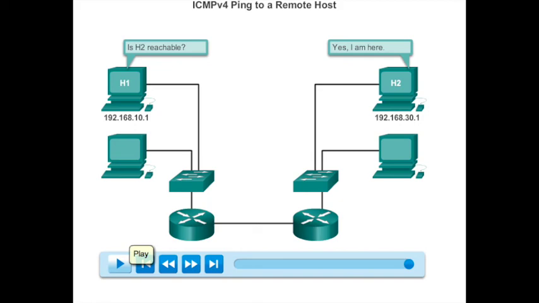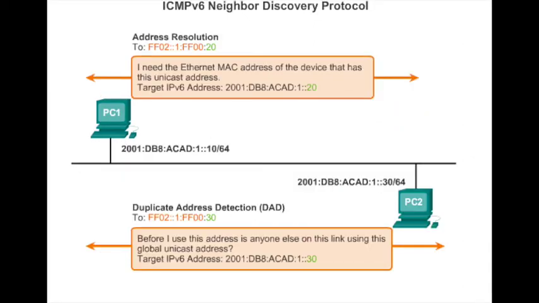The informational and error messages found in ICMPv6 are very similar to the control and error messages implemented by ICMPv4. However, ICMPv6 has new features and improved functionality not found in ICMPv4. ICMPv6 includes router solicitation message, router advertisement message, neighbor solicitation message, and neighbor advertisement message. The ICMPv6 Neighbor Discovery Protocol includes 2 additional message types: neighbor solicitation and neighbor advertisement.